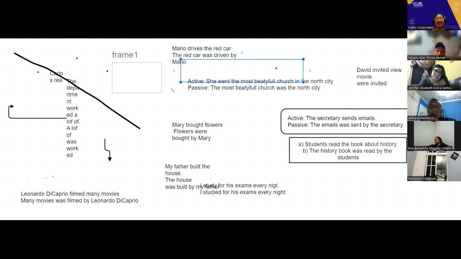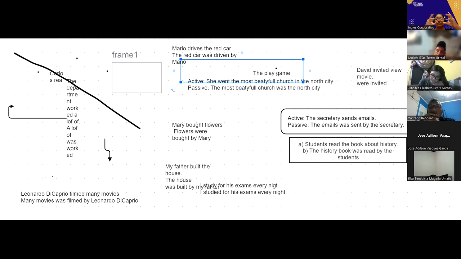But it has to be accompanied by a preposition. The most beautiful church was or is. Was, but that's the past. Why? If the active sentence says visit, it is in present. So if it is in present, my passive voice is going to be in present. And then I'm going to say, the most beautiful church is visited by many people. Right? But I need to have a subject and I need to have an object. And that is what we need to do.